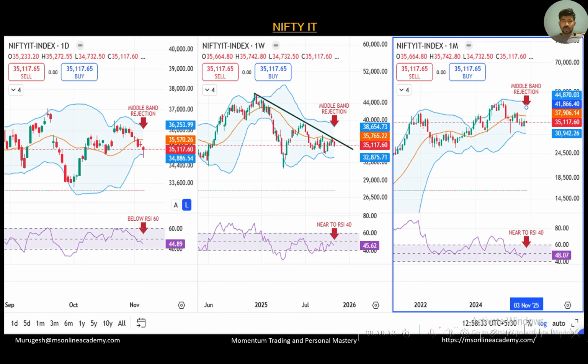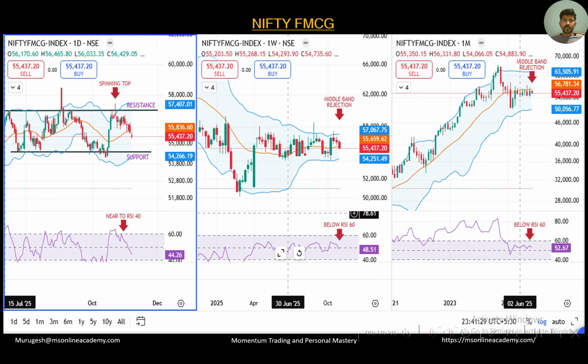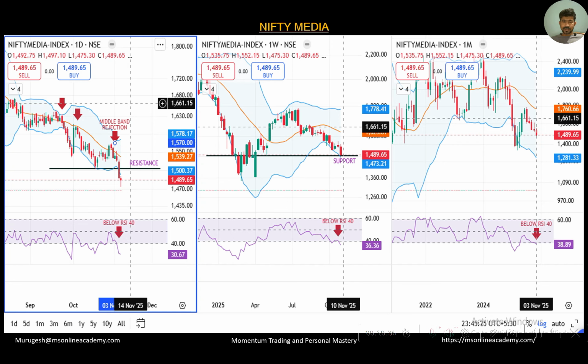Nifty IT is sideways, or you can try it for selling stock purposes, because it could go further down till this support. In monthly it is also below 60, and weekly also below 60, so there are opportunities like this. We have to utilize this. Nifty FMCG, yes, sideways. Nifty Media, bearish. So IT and media are the sectors where we can watch for selling purposes, and PSU, metal, auto, finance are the top sectors for buying purposes.